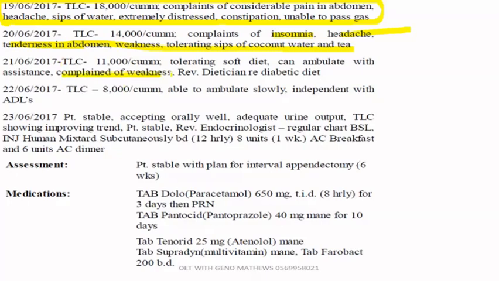Okay. So complaint of weakness. Okay, what is this? REV means review. So on 21st, she was reviewed by a dietitian regarding, RE means regarding, diabetic diet. So she was reviewed by a dietitian for a diabetic diet. Okay, that means it's very common to find REV as review. But you can understand it's review by a dietitian regarding diabetic diet.